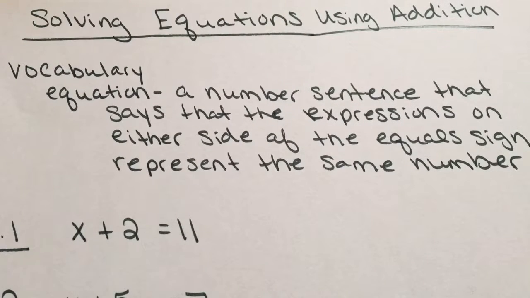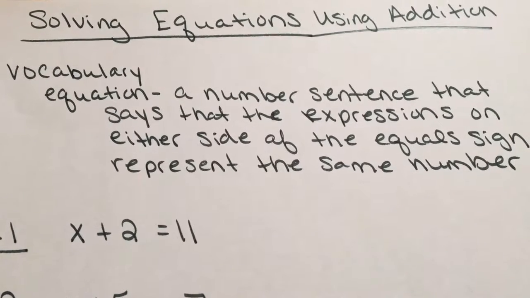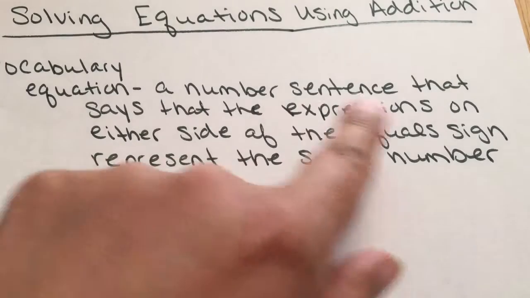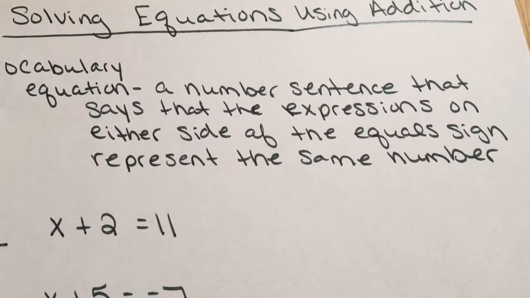Everyone. So today we're going to be solving equations using addition. But before we get into solving equations, we need to find out what an equation is. And we do have one vocabulary word, and it's equation. An equation is a number sentence that says that the expressions on either side of the equal sign represent the same number. So we need to basically just know that an equation has an equal sign.